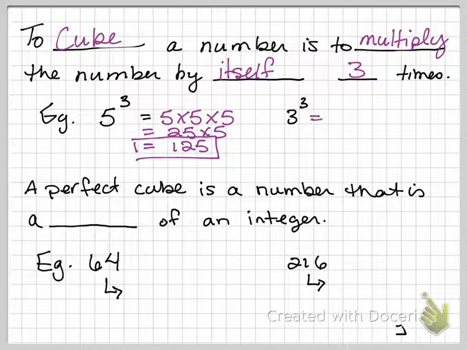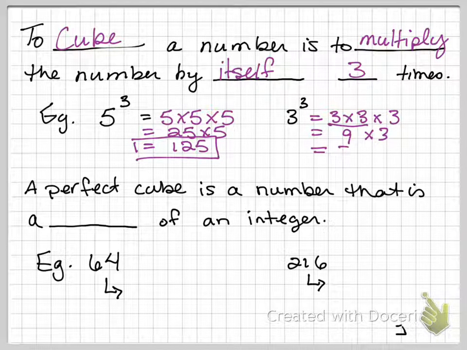Let's try it for 3. We did it previously when we looked at our other example, but let's do it again. 3 cubed, or 3 to the power 3, means that we're going to take that 3 and multiply it by itself 3 times. We go 3 times 3 times 3. Well, this first 3 times 3 is 9. And then 9 times 3 is 27. So 3 cubed is 27.